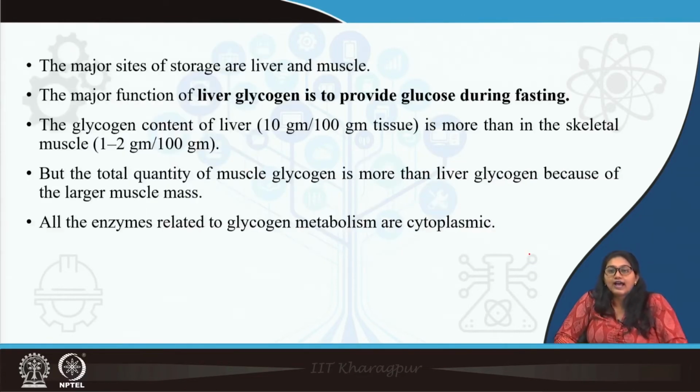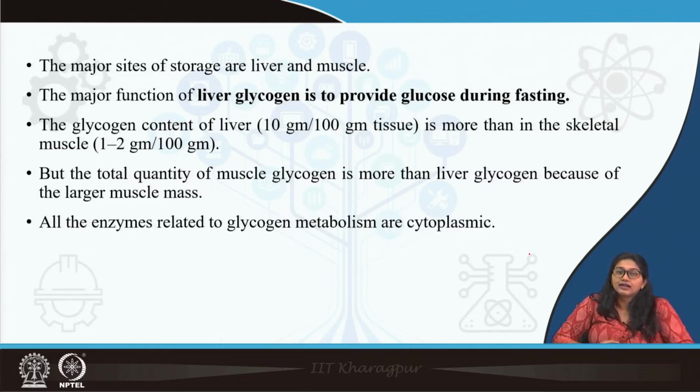As we have discussed, glycogen is basically stored in liver and muscle. Now, the stored glycogen in liver and muscle act differently. How? The stored glycogen in liver provides glucose when there is a requirement of glucose in circulation, whereas the stored glycogen in skeletal muscle provides energy for the action of skeletal muscle.